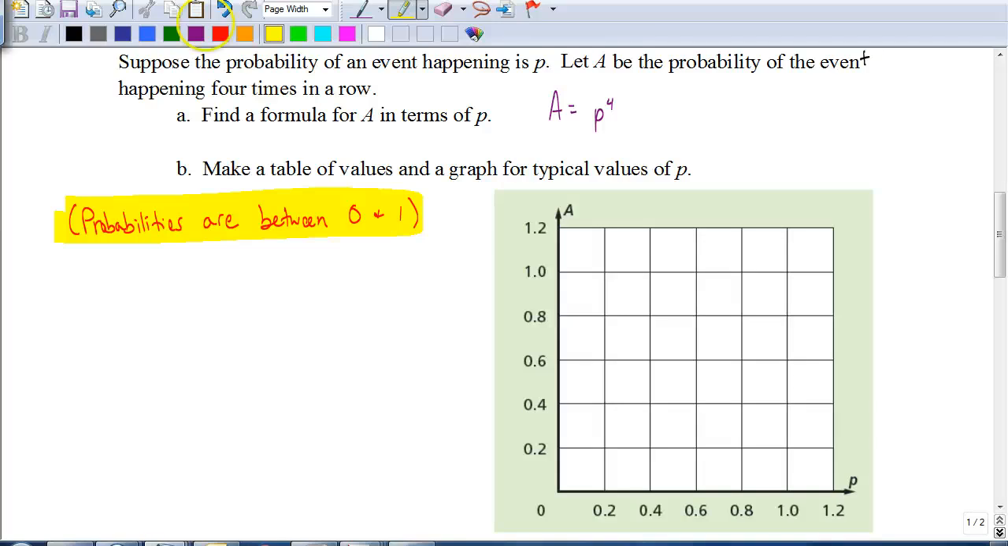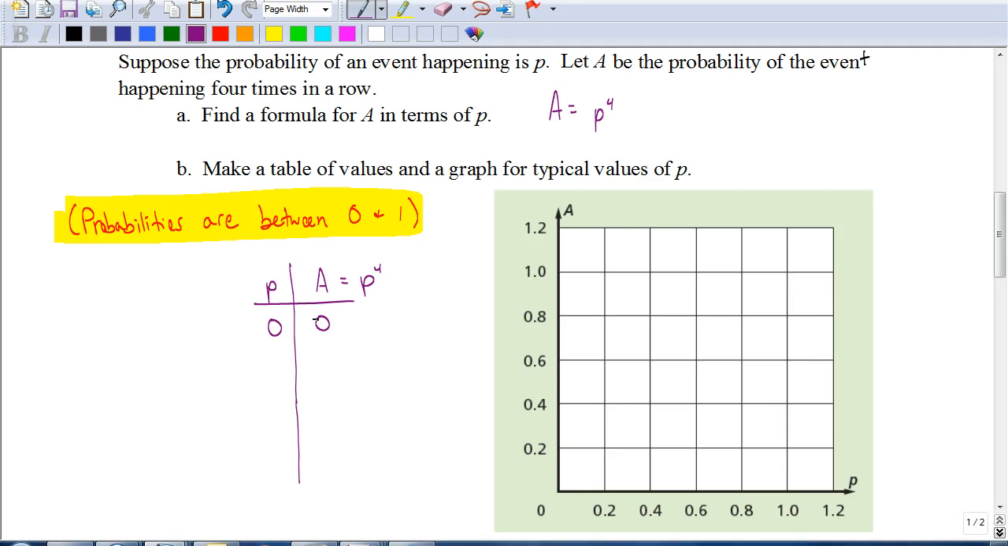So what we're going to do is come up with a table of values to be able to graph them. So we'll use p as our x-axis, and A being a total amount as our y-axis. We're going to find this by taking p to the fourth power. So let's say I have, like I said, a probability of event 0 happening. Well, 0 to the fourth power is 0, so the probability of that happening is going to be 0.